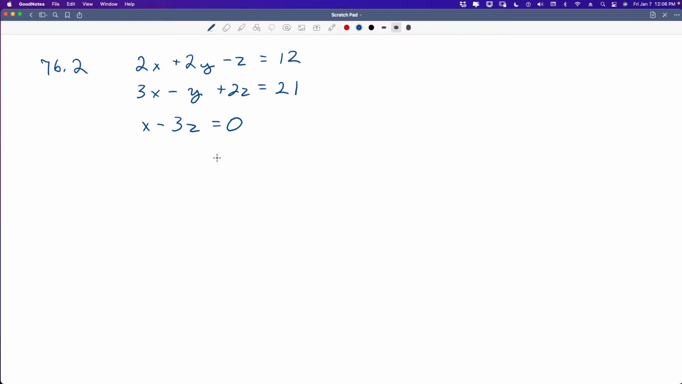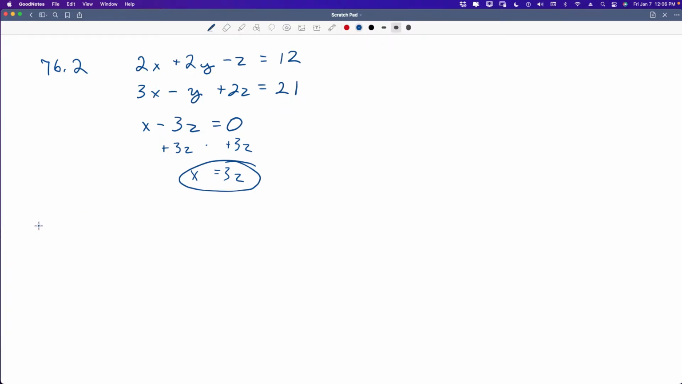What's the first thing you see? I see this. Don't you see this? If I add this to both sides, right? Then x is equal to 3z. Isn't that our substitution that we can put in for these other two? So let's do that for this one.